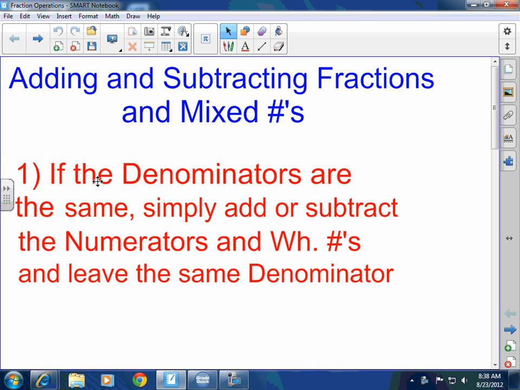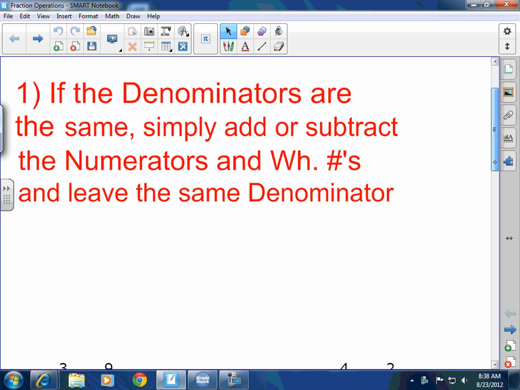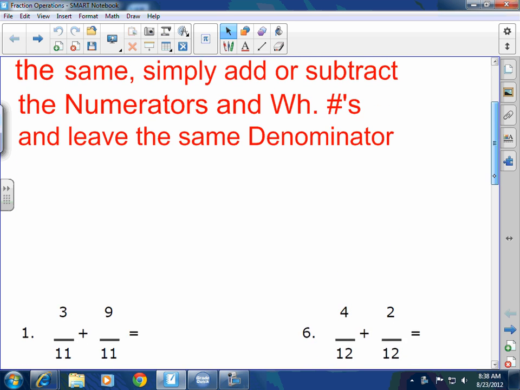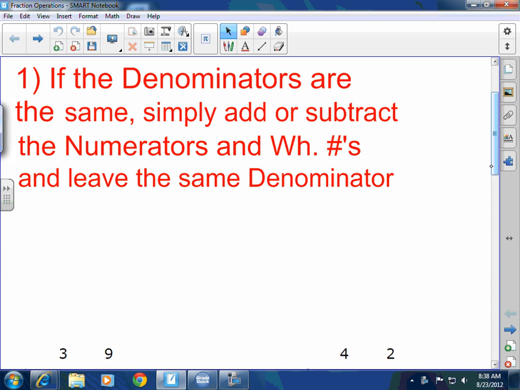Okay, let's first talk about the easy ones. If the denominators are the same, simply add or subtract the numerators and whole numbers and leave the same denominator. It's pretty simple, okay? If the denominators are the same, you simply add or subtract the numerators and keep the same denominator. And then, of course, you simplify. By simplify, it's reducing to lowest terms.